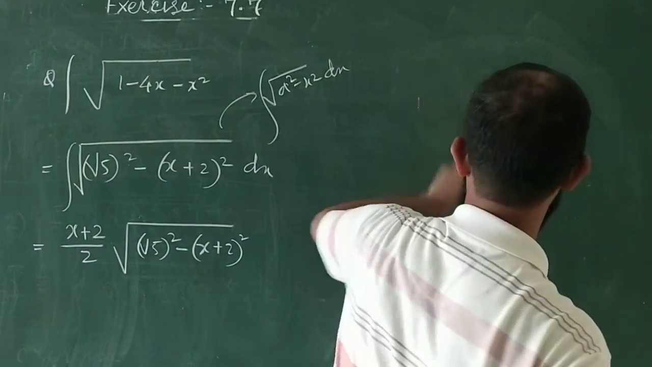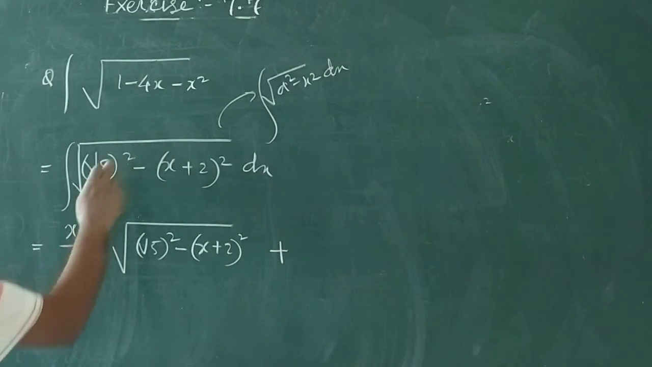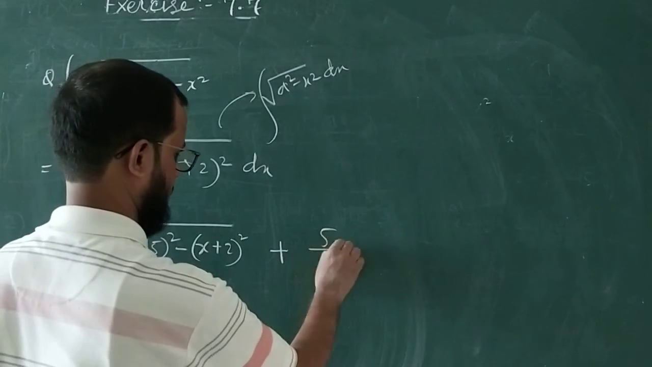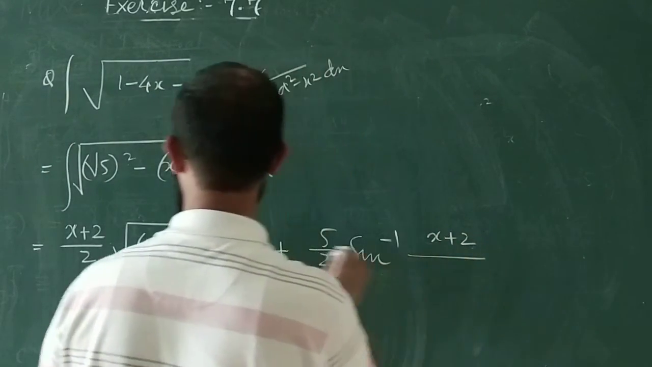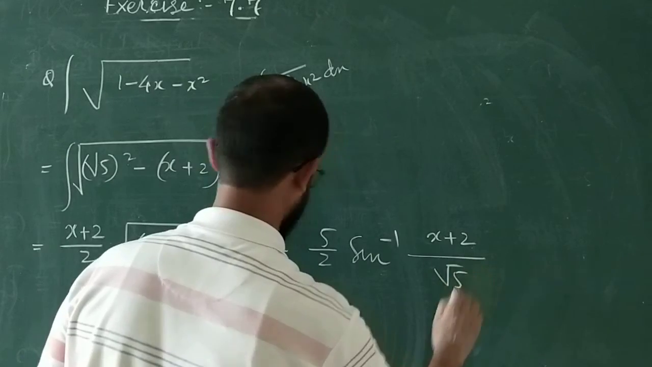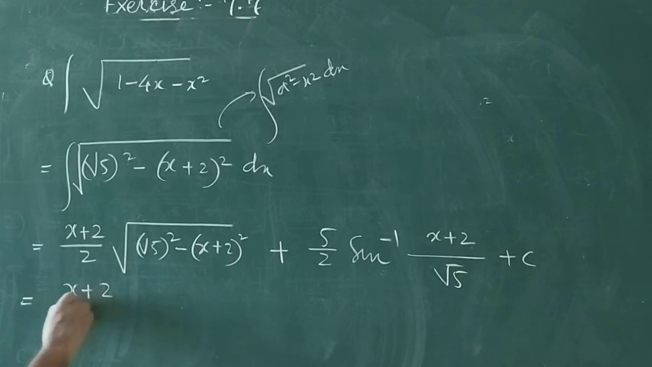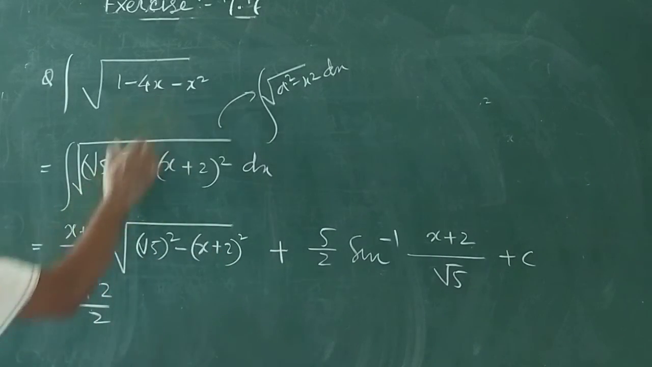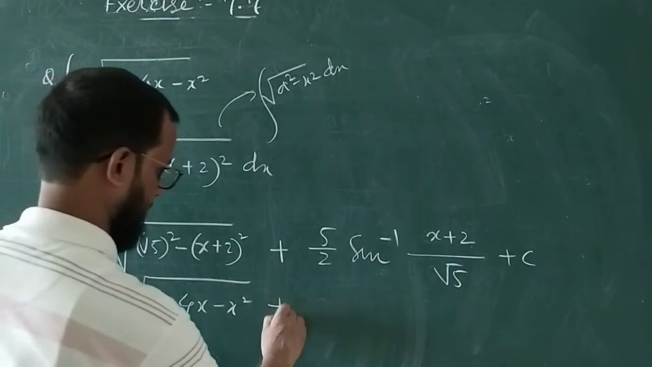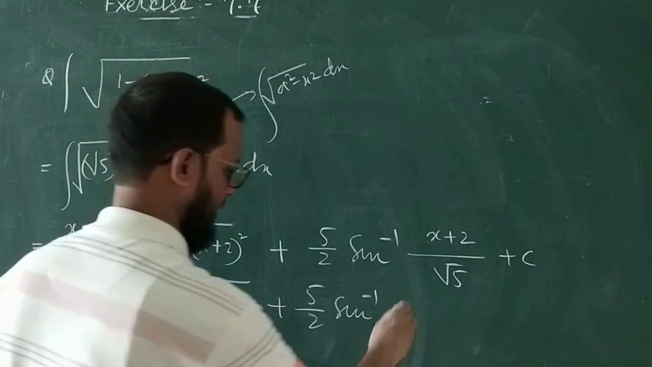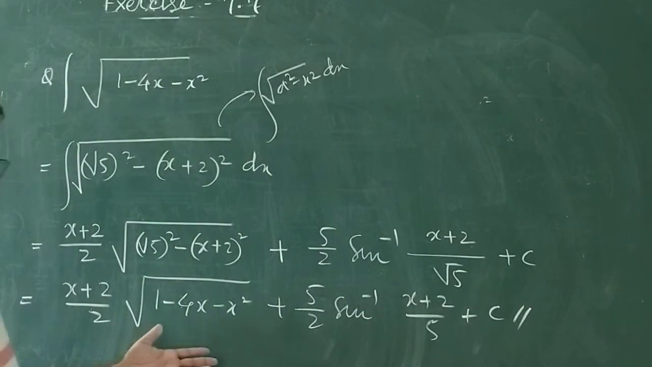Okay, plus a square by 2. What is a square? Root 5 whole square. Root 5 whole square means 5. So 5 by 2 into sine inverse x by a, meaning x plus 2 by a. A means root 5. Okay, plus c. And if you arrange, the expression is nothing but this one. Okay, so you can write it as the root of 1 minus 4x minus x square plus 5 by 2 into sine inverse x plus 2 by root 5 plus c. Okay, so this is the particular integral I have solved.